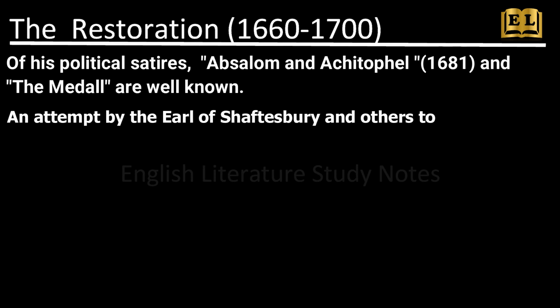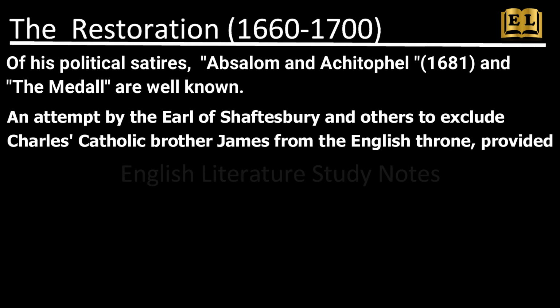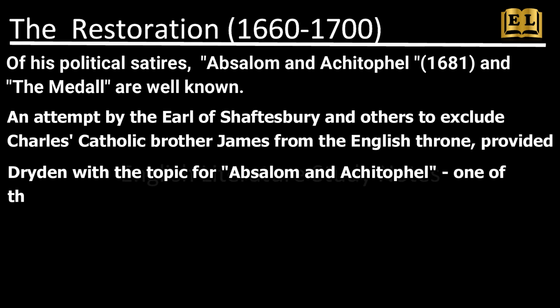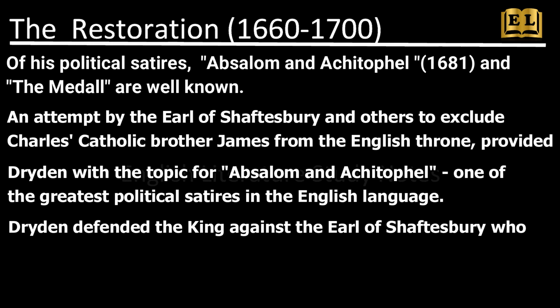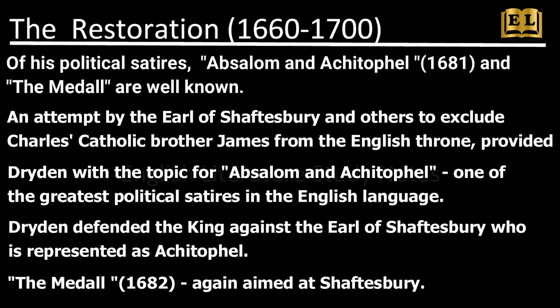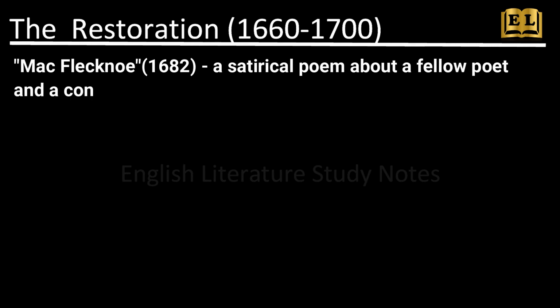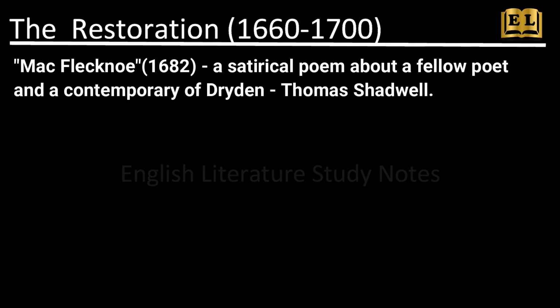An attempt by the Earl of Shaftesbury and others to exclude Charles' Catholic brother James from the English throne provided Dryden with the topic for Absalom and Achitophel, which is one of the greatest political satires in the English language. Dryden defended the king against the Earl of Shaftesbury, who is represented as Achitophel. The Medal was again aimed at Shaftesbury. His Mac Flecknoe is a satirical poem about a fellow poet and a contemporary of Dryden named Thomas Shadwell. It is both a personal and literary satire.